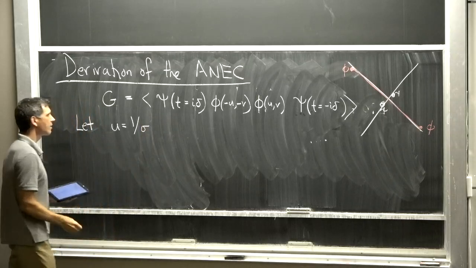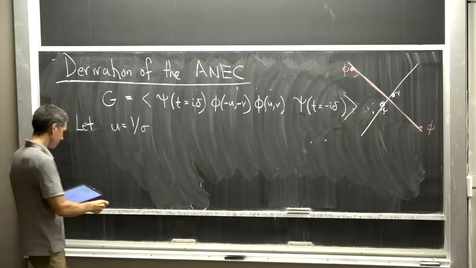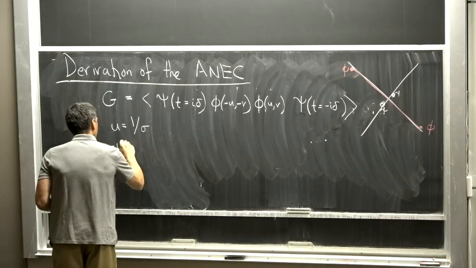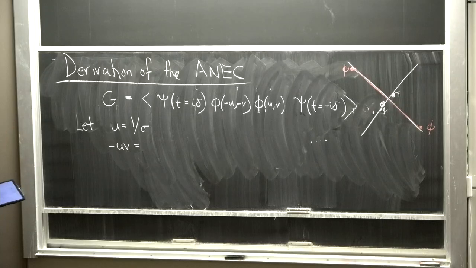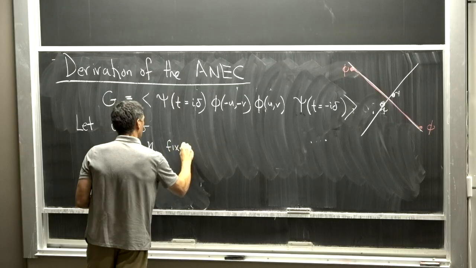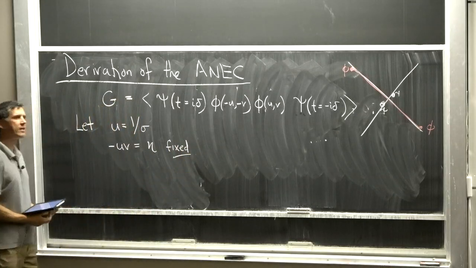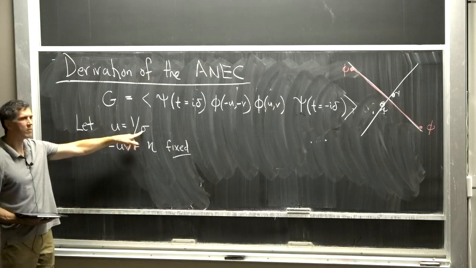I'm going to rename my variable to u equals 1 over sigma. The reason for this is just because having stuff happening at infinity is sort of annoying, so I'm putting infinity at the origin. And I'm going to define the distance squared between these two points, the two phi points, I'm going to call that eta. And the idea is now to write a dispersion relation in sigma at fixed eta.